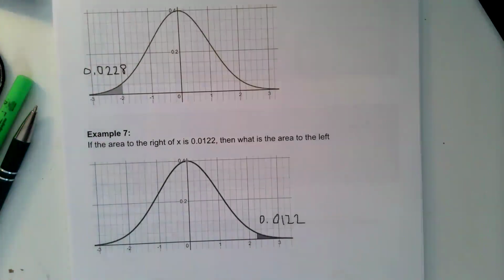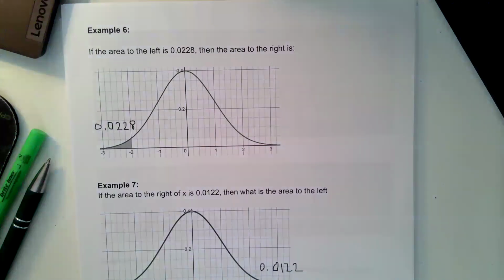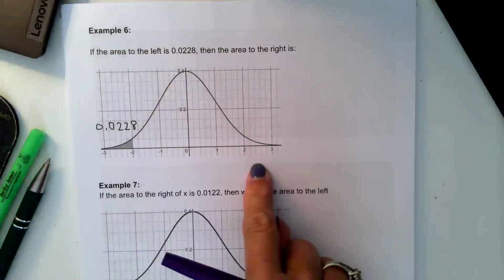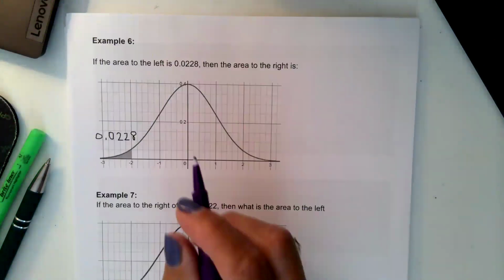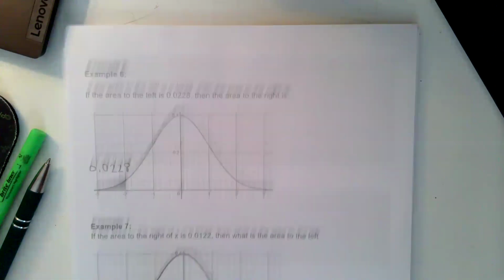Sometimes we know area and we want to find the z-score. So we're going to go the opposite. We're going to have area up here and we want to find a z-score. Okay, so to do that, we need to have a way.